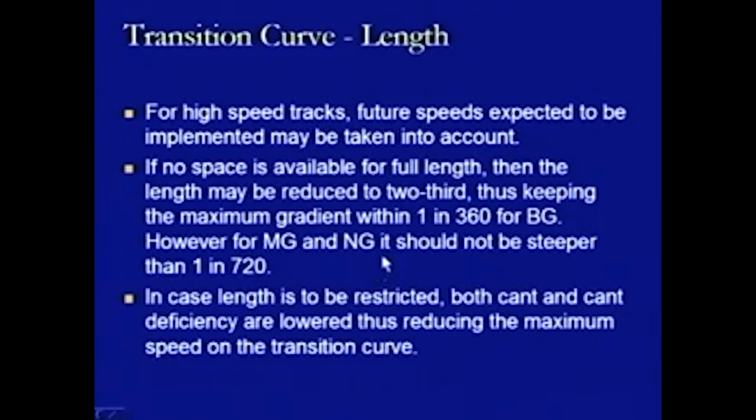In case length is to be restricted, both cant and cant deficiency are lowered, and once we have lowered these, then we are reducing the maximum speed on the transition curve. So, this is another aspect which we can take into consideration while we discuss the transition curves.